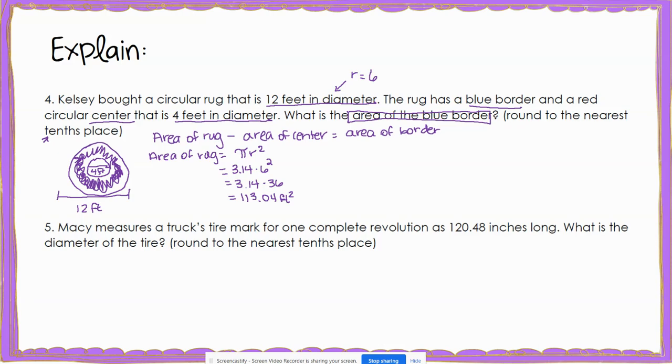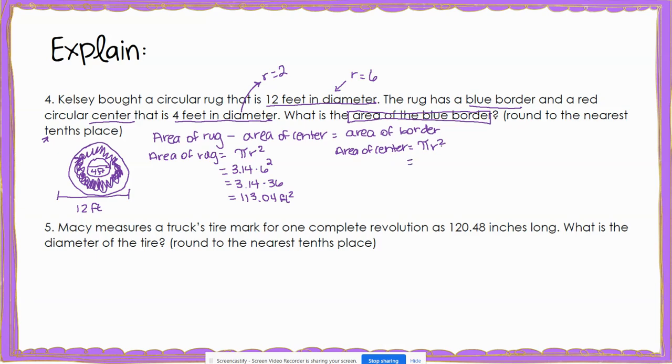But I don't need the whole circle. Remember, I just need this outside part. So I need to take away the middle part so that I can figure out what I'm left with. So we're going to find the area of the center. We're still using the area formula, which is pi times radius squared. Well, again, our center was not given the radius. It was only given the diameter. So if the diameter is 4, that means the radius is half of that. So the radius of the center is 2.